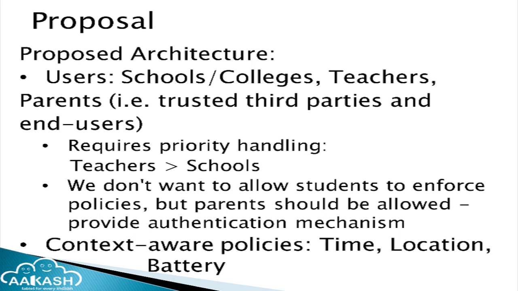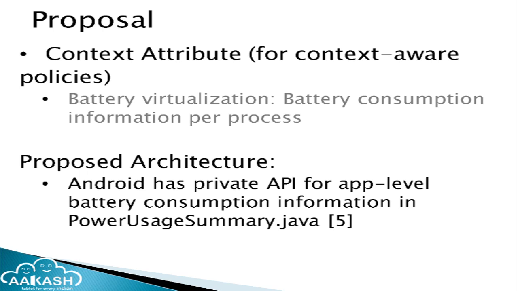Time and location, these two attributes have already been covered, but the battery one I'll also try to include in my final implementation. Next I talked about a context attribute, which was battery virtualization, which considers the total battery consumption by particular applications. If you have seen the settings in any Aakash tablet or any other Android device, the battery part shows the top 10 battery usages, which applications have consumed more battery. So they already maintain this kind of battery consumption information, but that's not available to the end user or the application developer. That's a part of the settings application. So I'll go through that PowerUsageSummary.java, I have given the reference here. I'll go through this code and try to implement the same for my project.